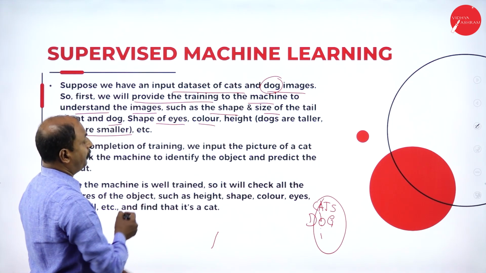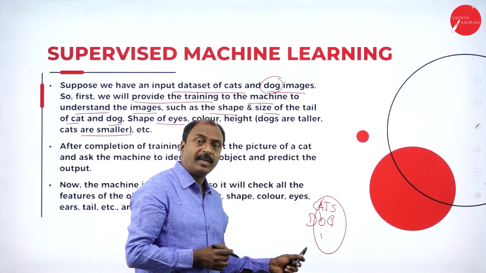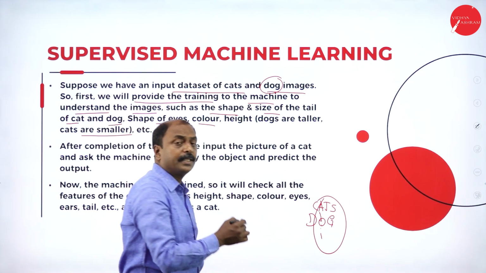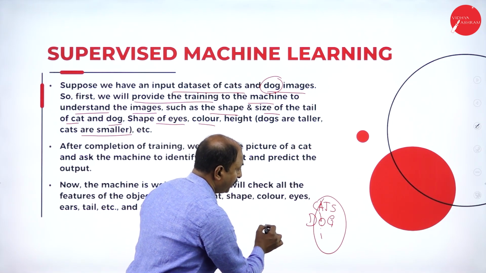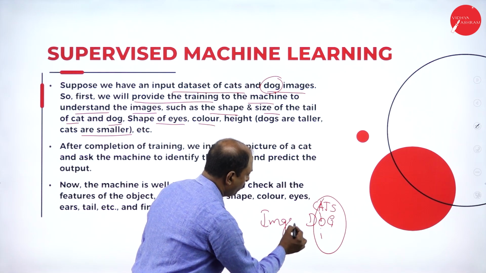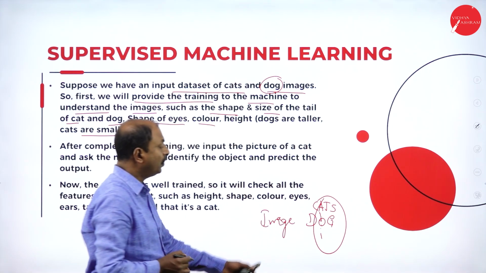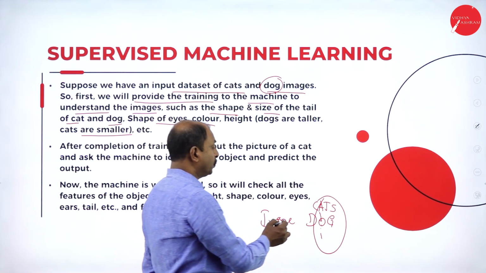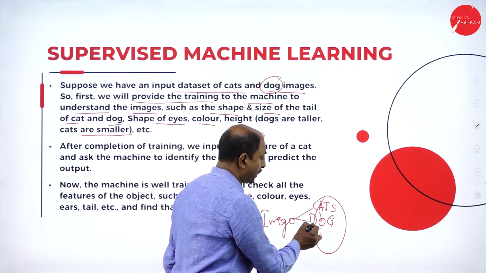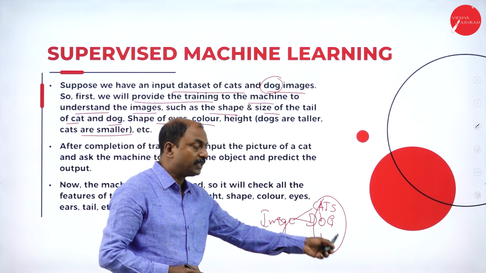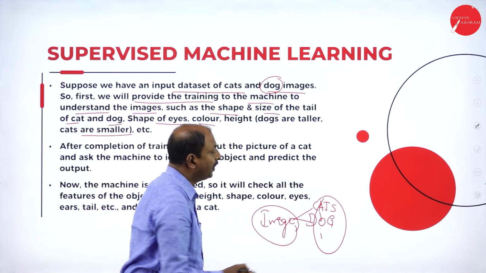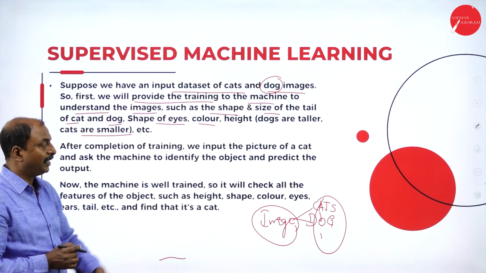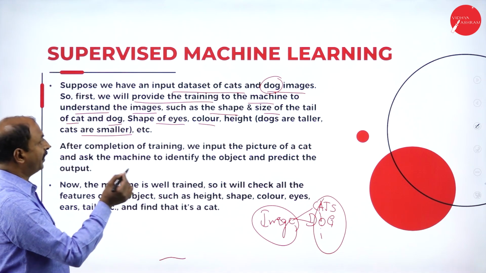Next, based on the features available in the data set, we are going to ask the computer: suppose I give another image. Whatever image we input to the machine, it is going to map the input with the corresponding output. Then it is going to display whether this image belongs to a cat or belongs to a dog. See, this is the meaning or definition of supervised machine learning.